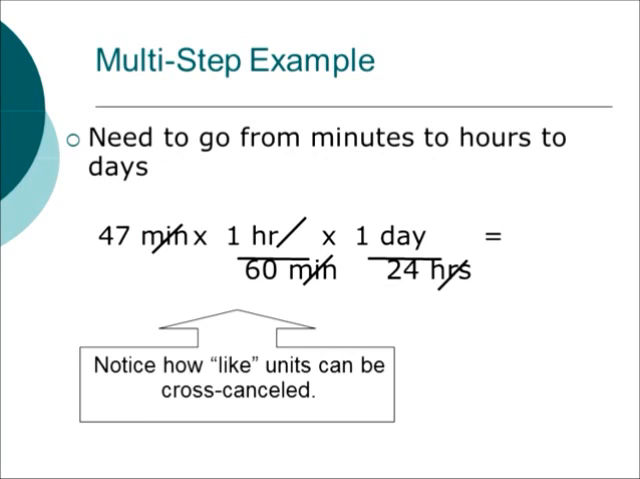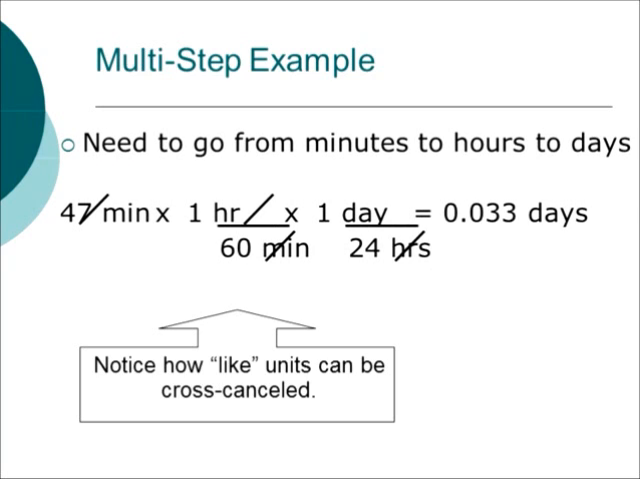First thing, I start off with what they gave me, which is the minutes. Well, I know that there are 60 minutes in 1 hour. You'll notice that I put the minutes on the bottom to get rid of those, and now I'm in hours. Well, I know that there are 24 hours in 1 day, so I put the hours on the bottom of the next part. That cancels out minutes, it cancels out hours, and now I'll be left with just days, which is what I want. Notice how those like units cross-cancel each other out. My answer ends up being 0.033 days.